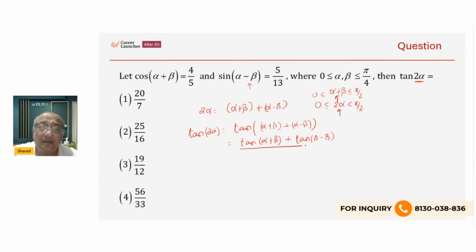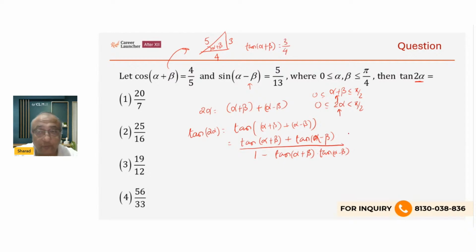But alpha and beta. Okay. But there is a problem. What is the problem? I have sine of alpha plus beta and sine of alpha minus beta. But I have just told you in the previous slide, if this is cos alpha plus beta, do nothing, draw a triangle, put this angle as alpha plus beta, side opposite is 4, hypotenuse is 5, this is 3. Wonderful. So what will be tan alpha plus beta, kids? Tan alpha plus beta is side opposite upon side adjacent, 3 by 4. So I'll write here 3 by 4.